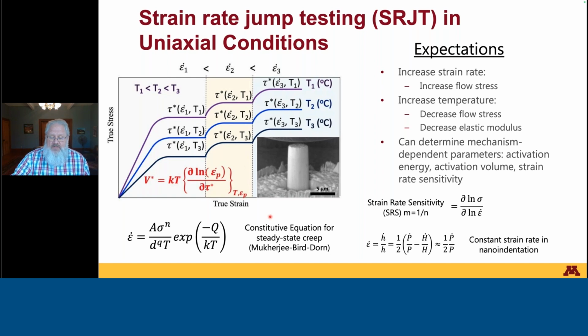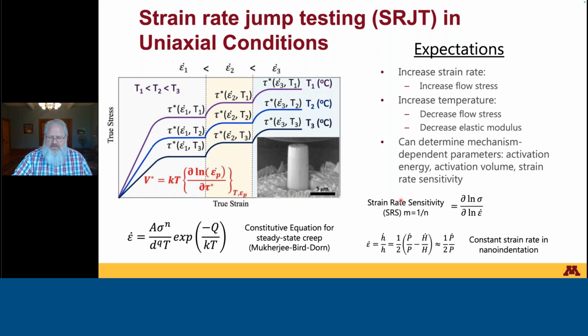From these types of relationships, we can get things like activation volumes, activation energies, strain rate sensitivities, and so forth. These become important when we look at the constitutive equation for steady state creep, which is also known as the Mukherjee-Bird-Dorn equation. It consists of the strain rate, which is dictated by a constant A times your applied stress raised to a stress exponent n, divided by the grain size of the material raised to a grain size exponent lowercase q. We have a fairly weak temperature term out in front of the exponential, and then the exponential contains the activation energy over kT, so we have a stronger temperature term in the exponent.